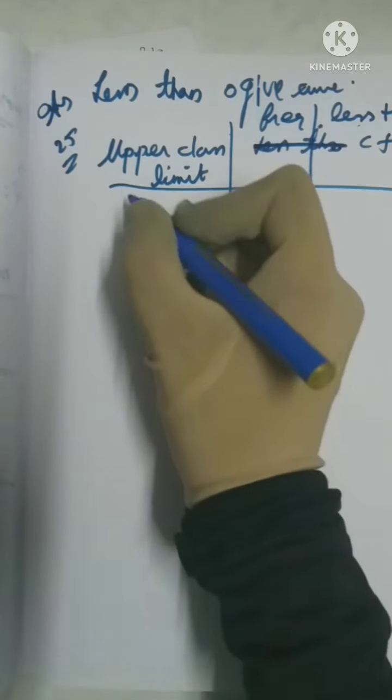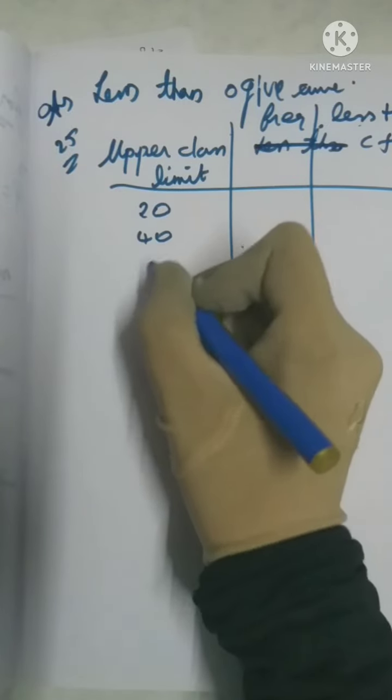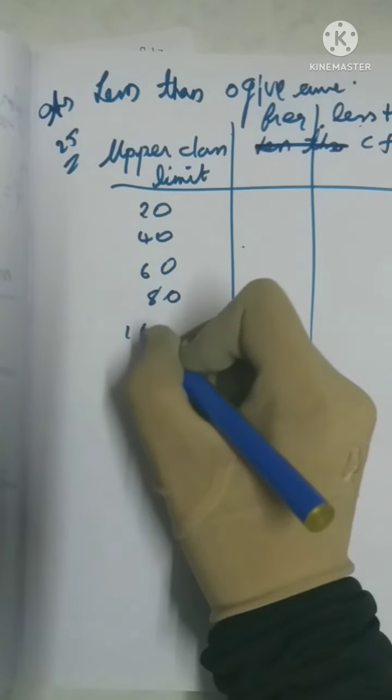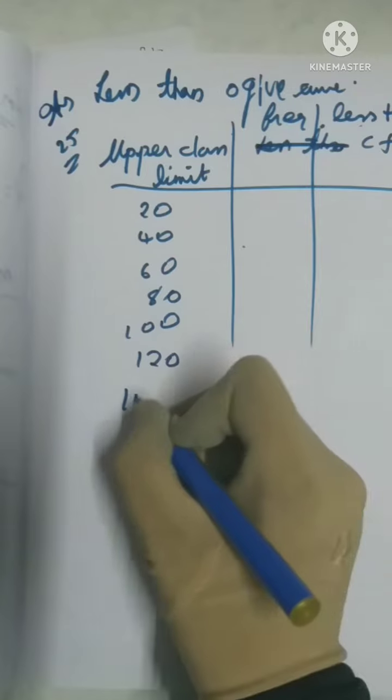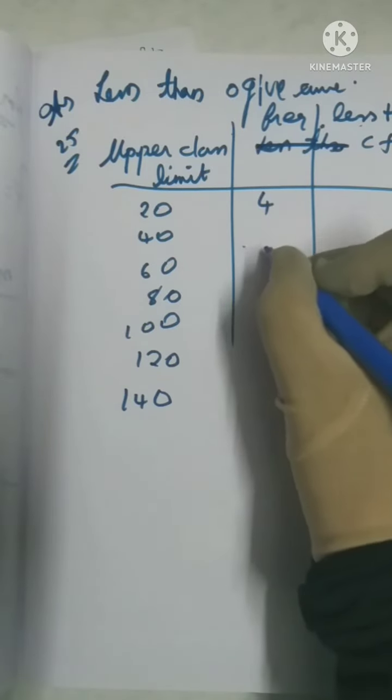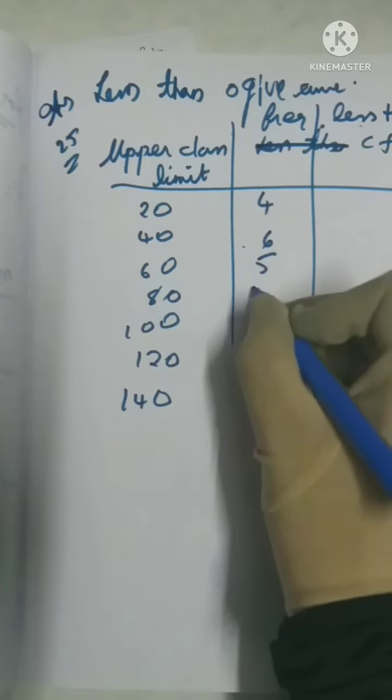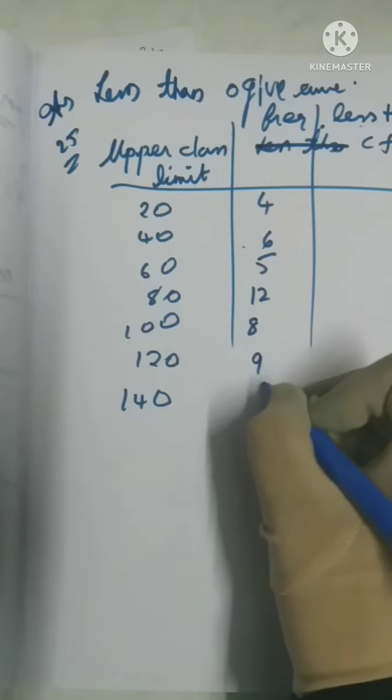Okay, but for finding out less than CF, we need frequency also. So we need 3 columns here. Upper class limit, frequency and less than CF. So what is upper class limit given to us? 20, 40, 60, 80, 100, 120 and 140. What is the frequency given to us? 4, 6, 5, 12, 8, 9 and 6.